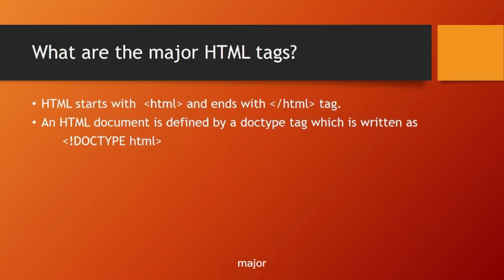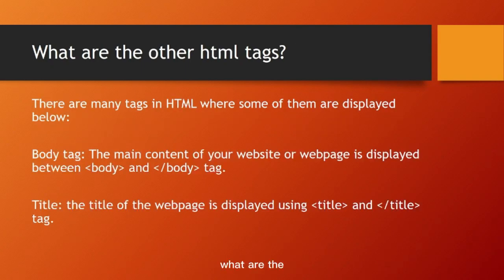Then, what are the major HTML tags? Talking about the main HTML tags, we have the HTML starting and ending tags, in between which the HTML code is written. And another tag we have is the doctype tag, which defines the document as an HTML document.